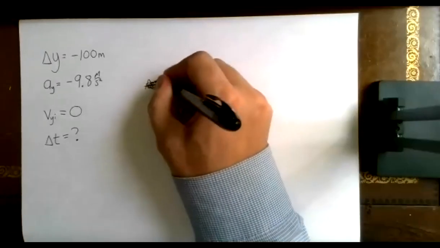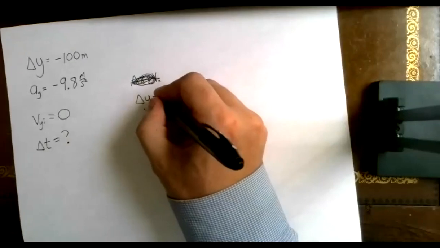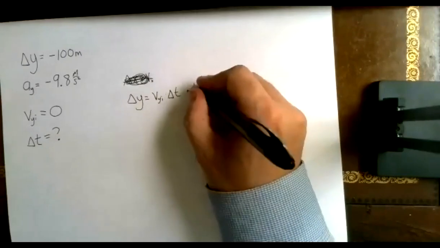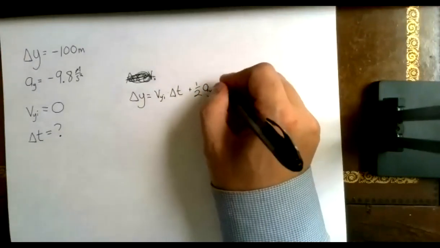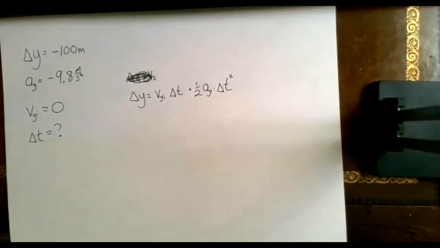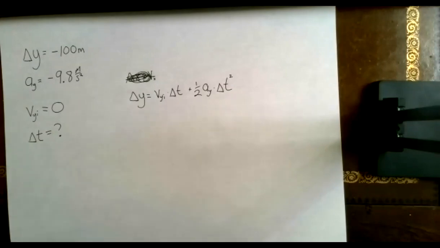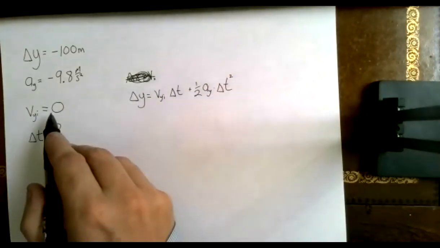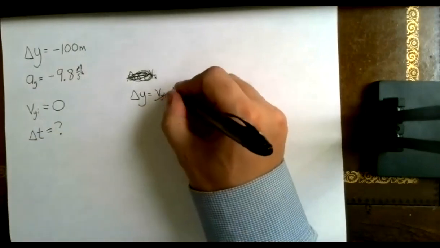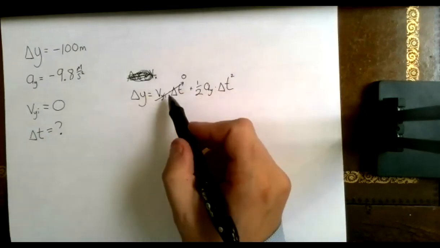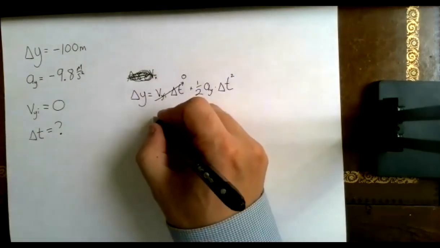Let me use the y instead of the x. So delta y equals initial velocity times time plus 1/2 times acceleration times time squared. And we will need to rearrange this, right? We've got to get the delta t all by itself, since that's what we're looking for. Since our initial velocity is 0, 0 times anything is always going to be 0. So this whole first term is going to be 0 in this case.